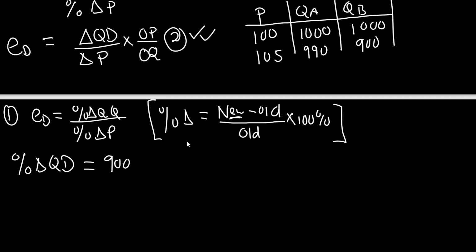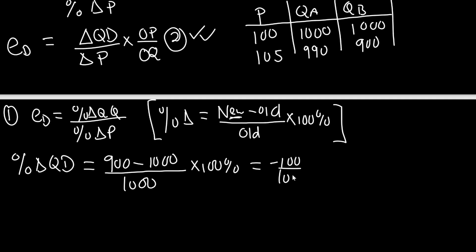You subtract the old value for the quantity, which is 1000. Then you divide by the old value, which is 1000. Then you multiply by 100%. This is a negative: 900 minus 1000, you get minus 100. Then you divide this minus 100 by 1000, multiply by 100%, and cancel out things here. You can use your calculator if you get confused somehow, but this is minus 10%.